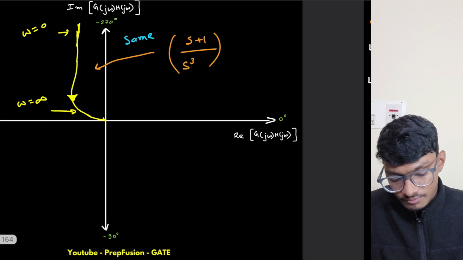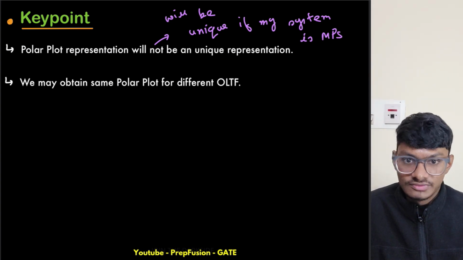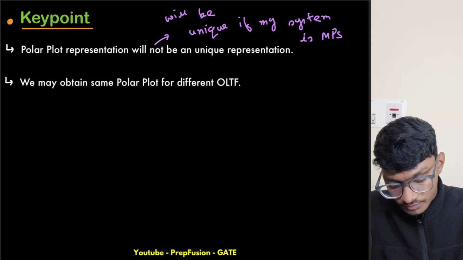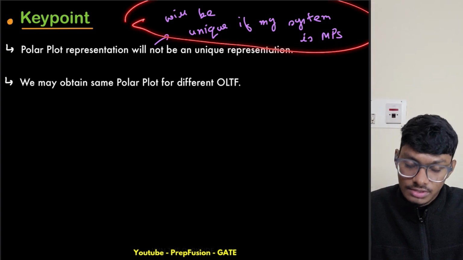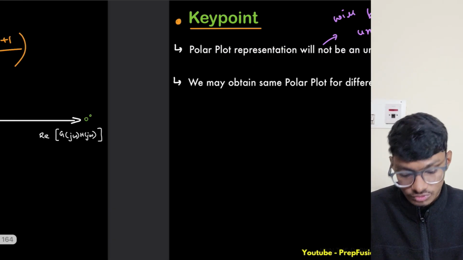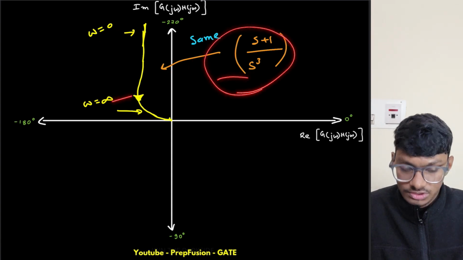For some shapes also, if my type is very high, then also it can't be unique. For a minimum phase system it will be unique. For a non-minimum phase system, again, we can have parallels of those. Here, as you can see, the shape will be similar, so they can be similar. If you try to plot this polar plot, they will be similar.